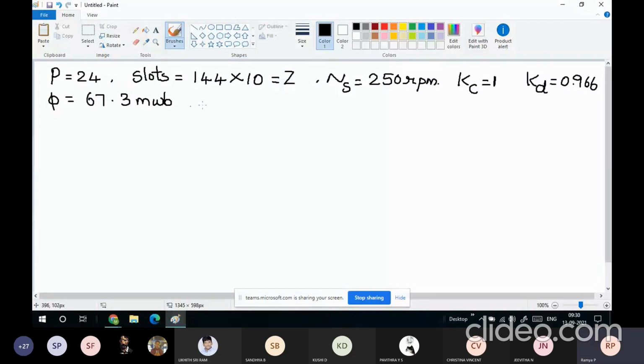Determine the frequency and the magnitude of the line voltage. You should calculate the frequency and the magnitude of line voltage, that is EL. The second point is the output kVA of the machine, that is the output power of the machine.